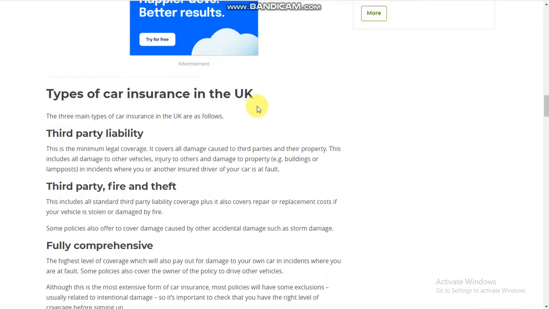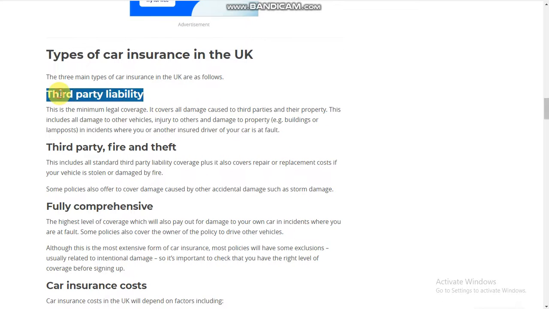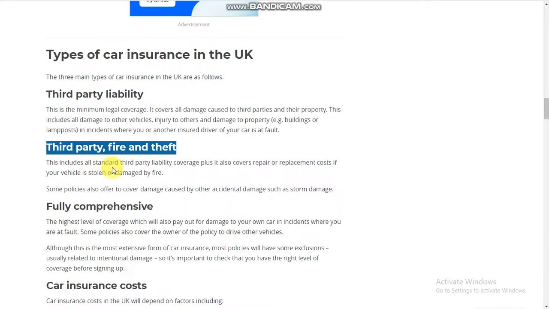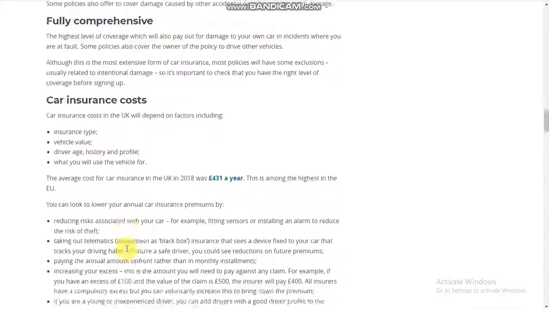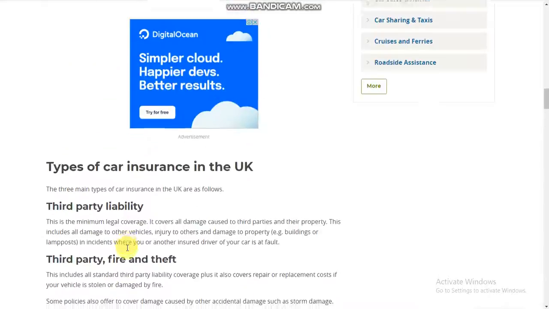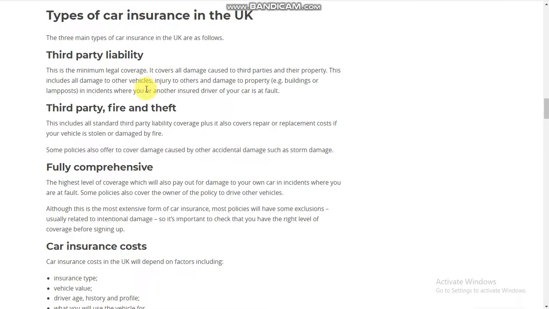Types of car insurance in the UK. First is third party liability. Next is third party fire and theft. Next is fully comprehensive. Next is car insurance cost. Four steps which are very important in car insurance in the UK.